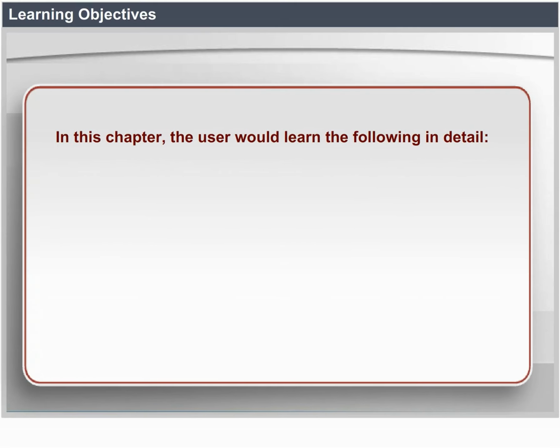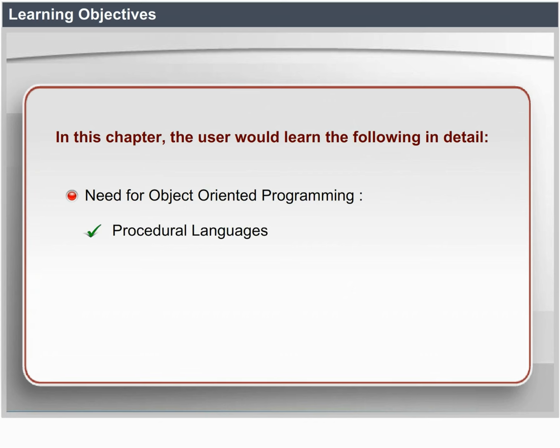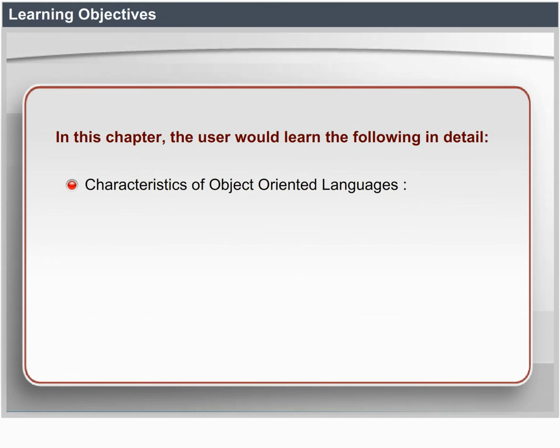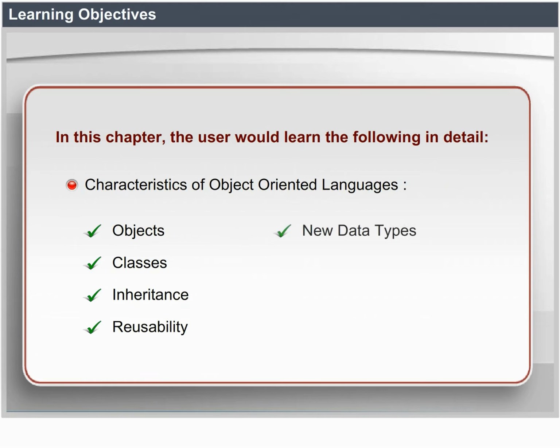Learning objectives. In this chapter, the user will learn the following in detail: need for object-oriented programming, procedural languages, the object-oriented approach, advantages of object-oriented programming, characteristics of object-oriented languages, objects, classes, inheritance, reusability, new data types, polymorphism and overloading.